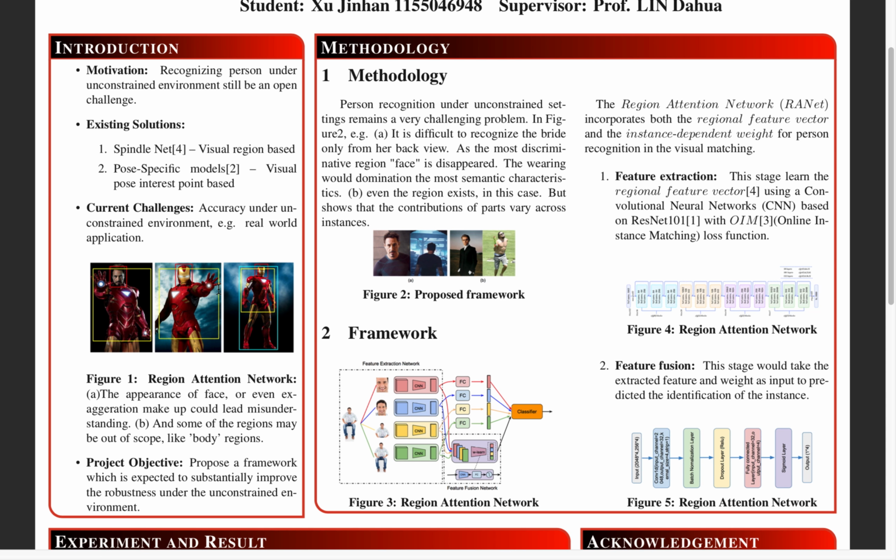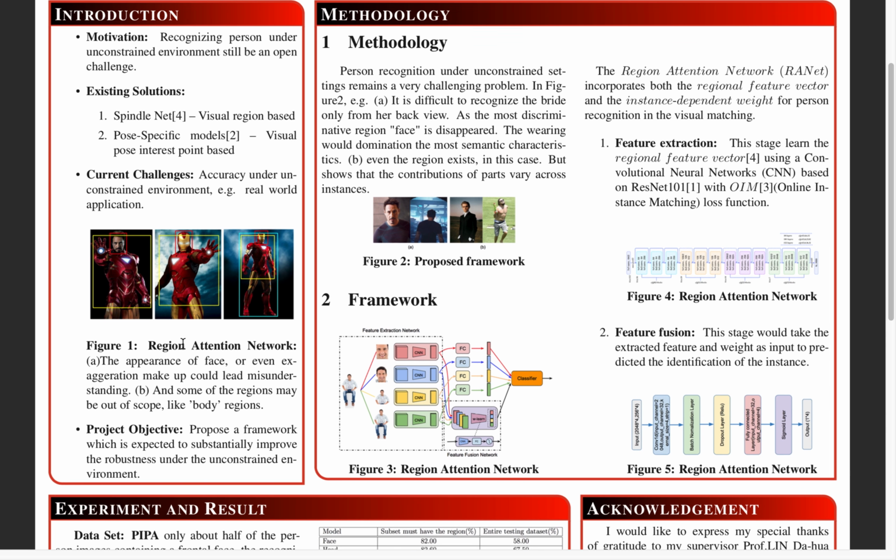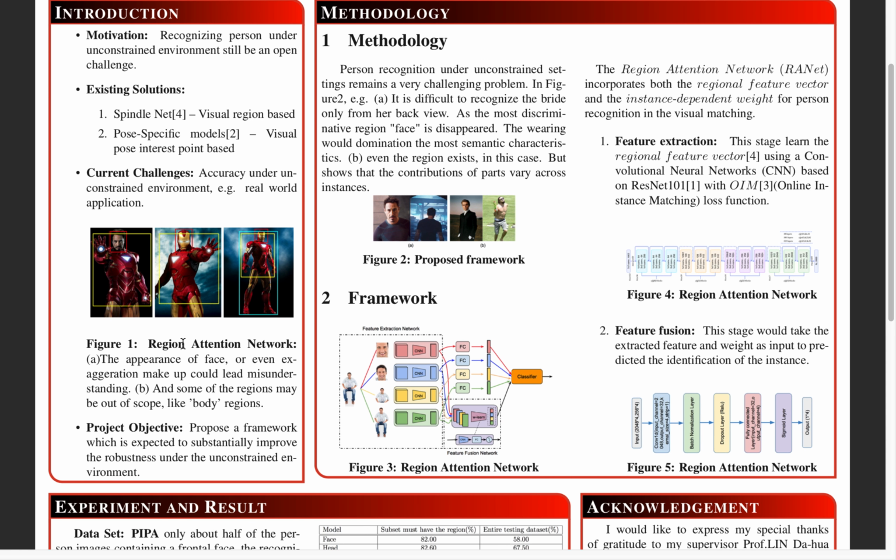Second, it is normal that some regions of the body are out of scope, for example, the lower body in these two pictures. So even for the same identity, the samples would vary across instances. To address this issue, recognizing a person by region separately becomes a very natural idea. So in this project, I proposed a framework called Region Attention Network to try to solve this problem.